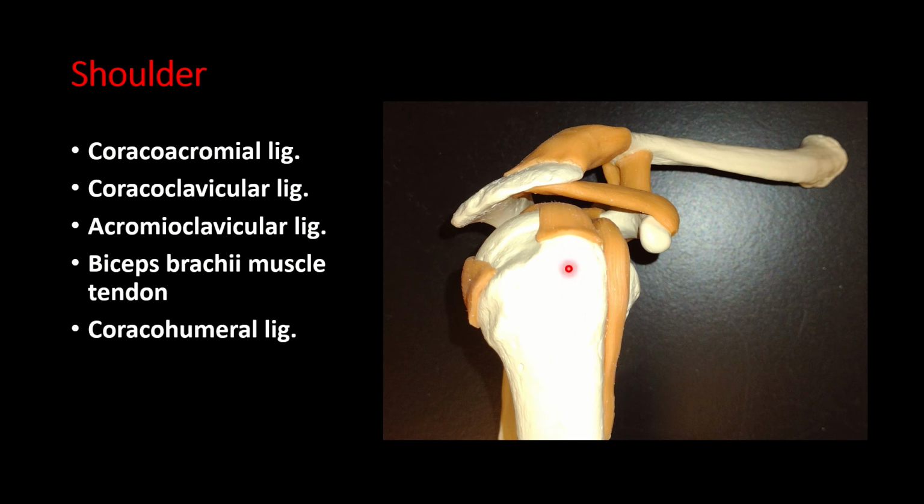And this is, again, the coracohumeral will be like this. It's coming from this area and then comes like this. So I put it here. In this model, you do not see it properly, but this is the area. And this is the supraspinatus muscle tendon.